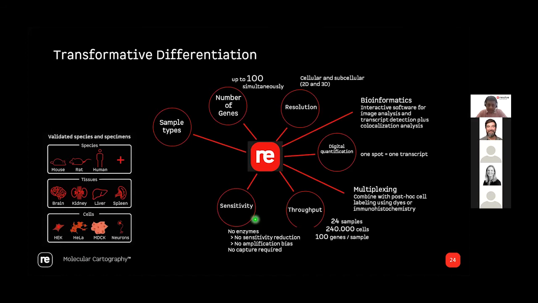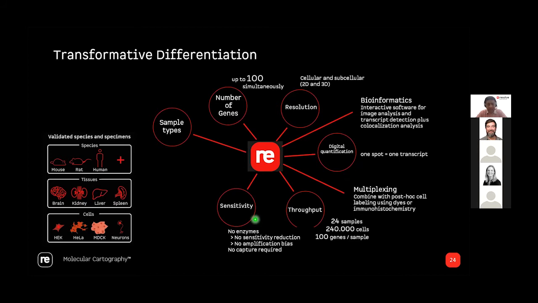The next bit is digital quantification. Each spot that you see is one transcript, so you can really quantify. Multiplexing, we talked about it. We can combine it with post-hoc cell labeling using dyes or immunohistochemistry. Important is throughput. Quite often you are limited to 1 or 2 tissue samples on a given slide, but we can run up to 24 samples in parallel. Those 24 samples are distributed over 3 different slides, and we can talk about it in detail if you're interested. Sensitivity, we talked about it, and I showed you the data.